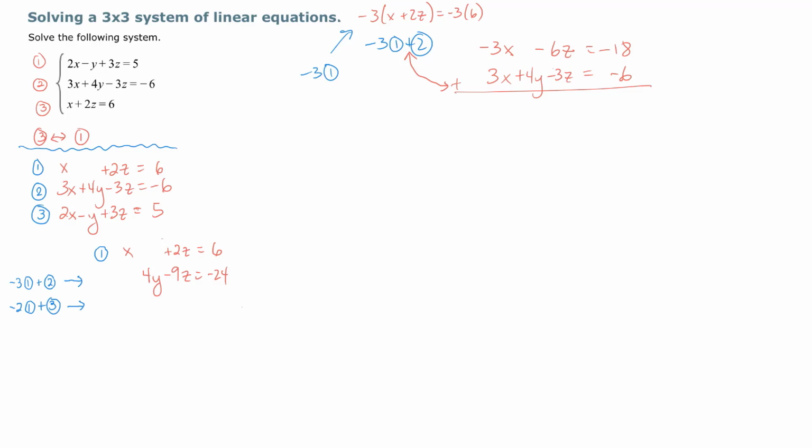All right, and that becomes our new equation 2. In a similar fashion, we're going to get a new equation 3. We're going to store it in the third row. So we're going to do negative 2 times equation 1 and then add it to equation 3.